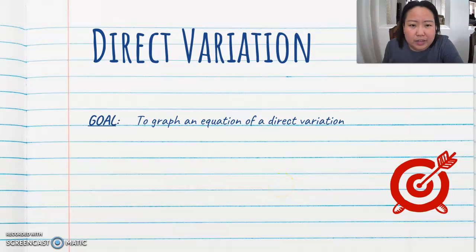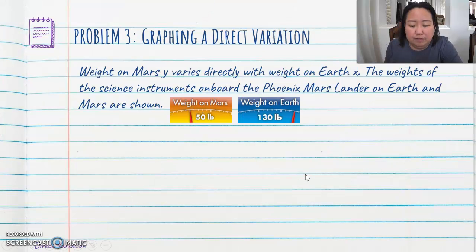All right, so let's continue our discussion on direct variation, and this time we'll be applying what we understood about the direct variation equation to a word problem. Let's say we have this problem wherein the weight on Mars, which is represented by y, varies directly with the weight on Earth, which is represented by x. The weights of the science instruments on board the Phoenix Mars lander on Earth and Mars are shown.